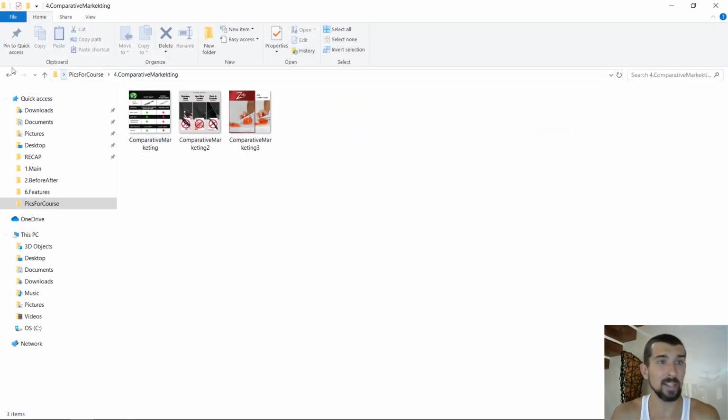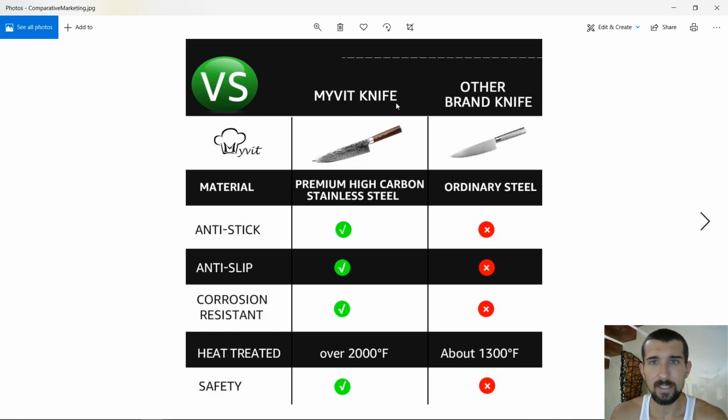Next is comparative marketing. What does comparative marketing mean? We compare a product to our competitor and we show that we are actually better. Let's see how it's done. So we have this Movit knife and another brand. You see, we have material premium, high carbon stainless steel. Here's ordinary steel. It also looks bigger than this one. You see, this is our brand. And how comparative marketing works is we show what we do better, what they don't have, or what they're less good at.